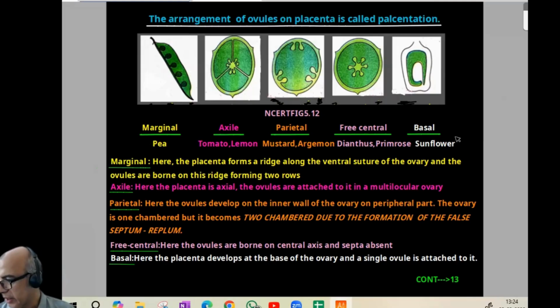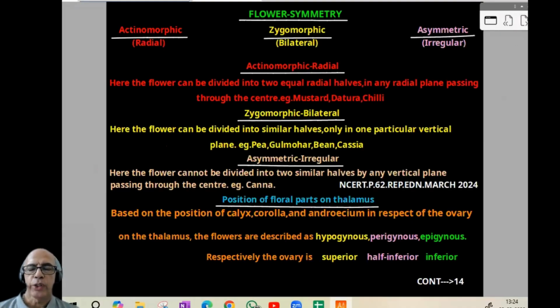Now again, the next area for us is floral symmetry. Actinomorphic, zygomorphic, asymmetric. Actinomorphic is radial, zygomorphic is bilateral, asymmetric is irregular. So actinomorphic is equivalent to radial. Here the flower can be cut into 2 equal radial halves in any radial plane passing through the center. Example is mustard, datura, and chili. Actinomorphic. Example important, odd one.